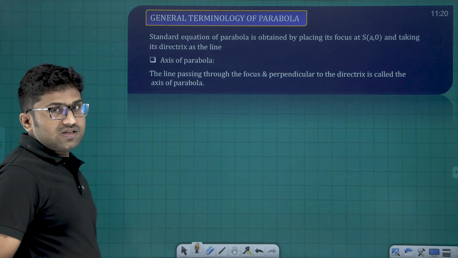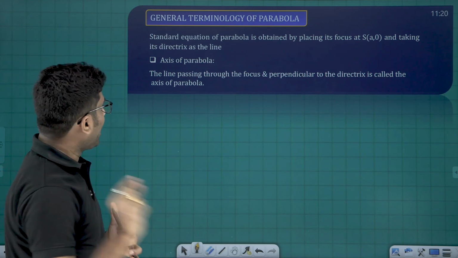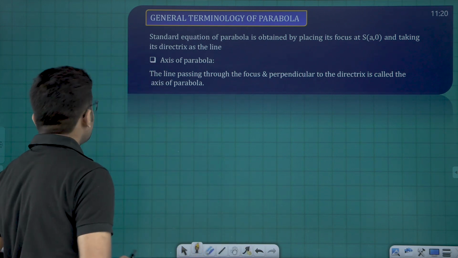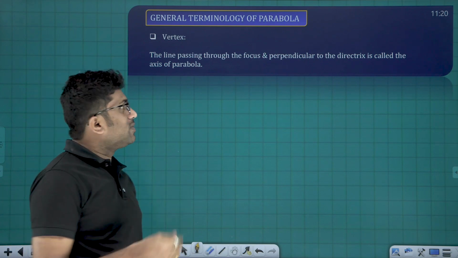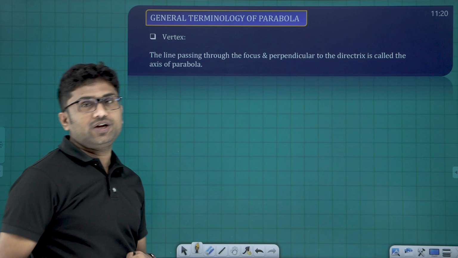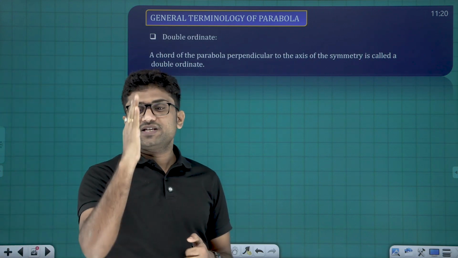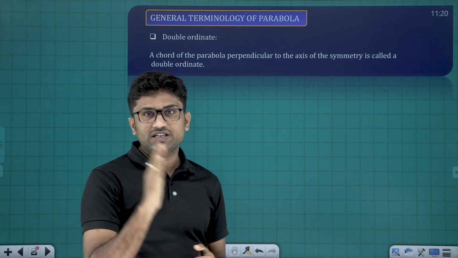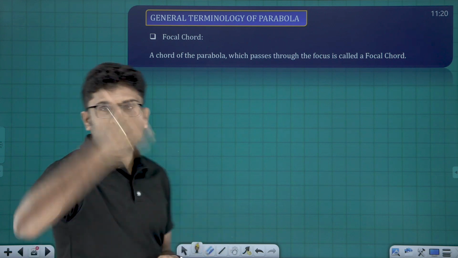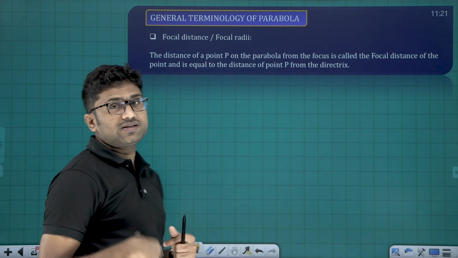Next, different terminologies of parabola we see. These terminologies are not only for parabola, but for all conics. Axis is nothing but the line passing through the focus and perpendicular to the directrix. Vertex means the point of intersection of axis and conic. Double ordinate is the chord which is perpendicular to the axis. And focal chord means the chord which passes through the focus. A chord which passes through the focus is called a focal chord.